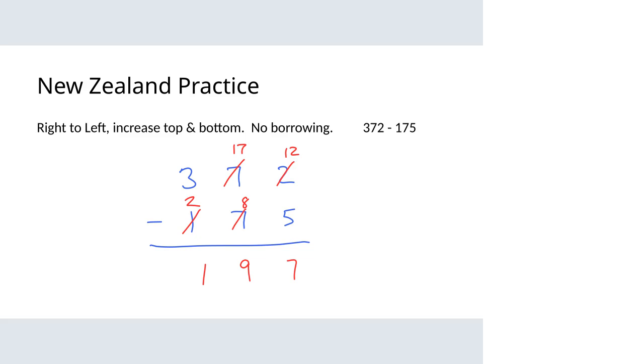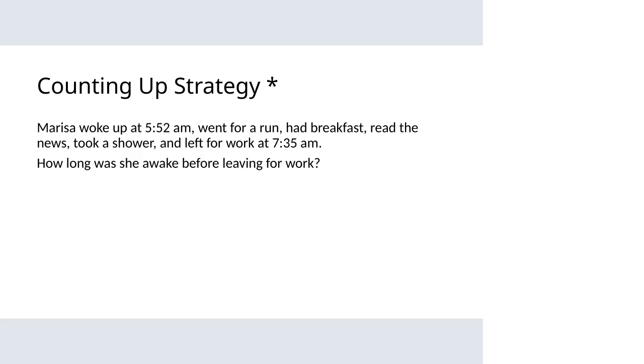Let's look at some subtraction problems. This is called the counting up strategy, and I'm going to let you try it before we talk about that name. Marissa woke up at 5:52 a.m., went for a run, had breakfast, read the news, took a shower, and left for work at 7:35 a.m. How long was she awake before she left for work?